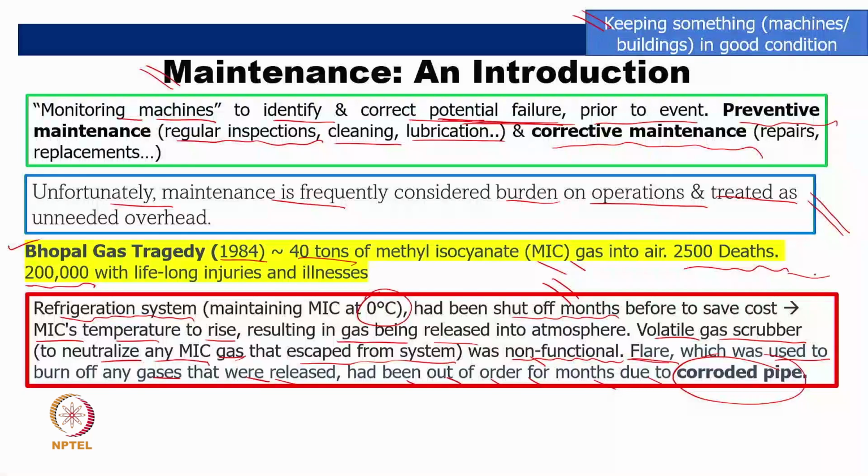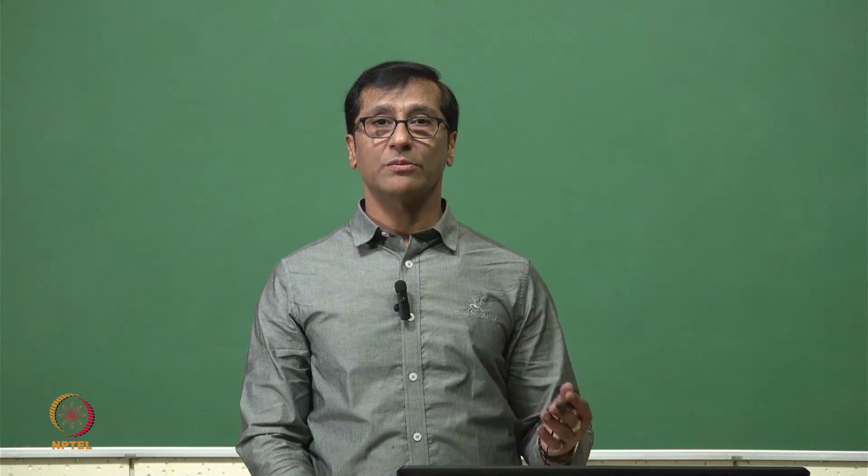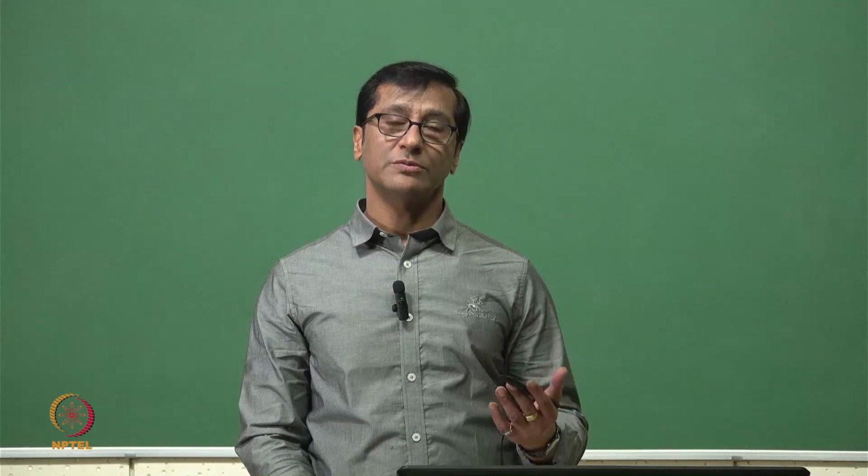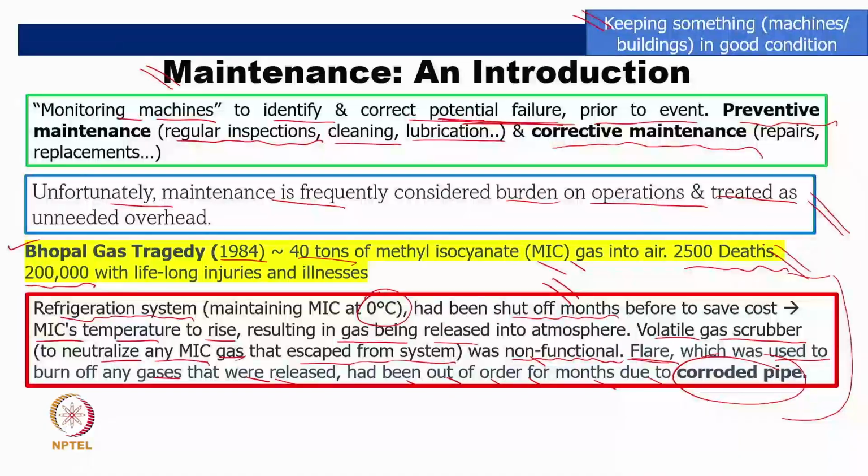Now if, maybe, one or two events, the failure of the corroded pipe, or the refrigerant system not working, whether intentional or unintentional, had been informed, or even that the scrubber was not functioning had been informed, then at least this kind of tragedy could have been stopped, or we could have saved a number of people from this kind of problem.